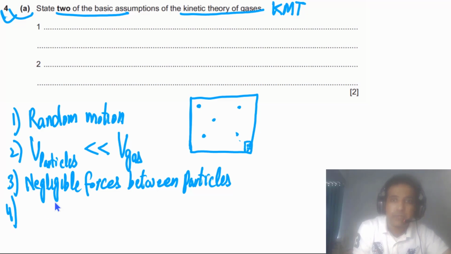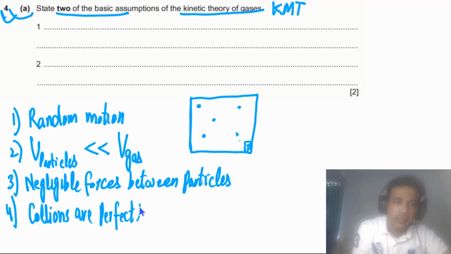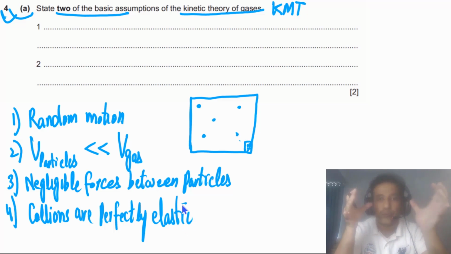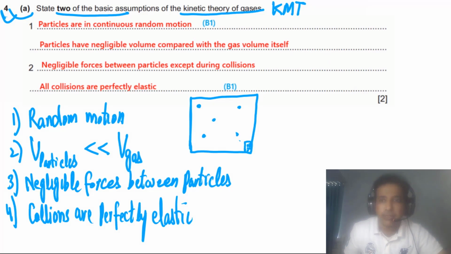And the fourth one, we can say all collisions are perfectly elastic. Collisions are perfectly elastic, meaning no loss of kinetic energy. So these are 4 basic assumptions, but for this question we simply need to write down 2 of them. So let me show you how you can write down your final answer. In your answer, you can choose any two of them.